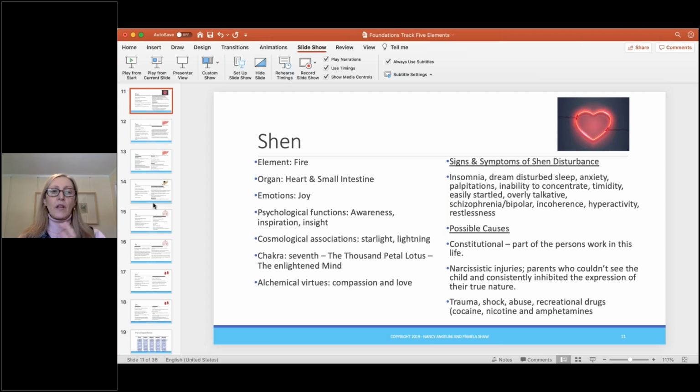It's the seventh chakra. It's the 1,000-petal lotus, the enlightened mind, the connection with heaven. The alchemical virtues of the Shen are love and compassion, right?